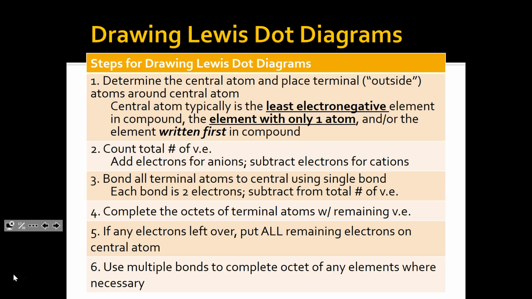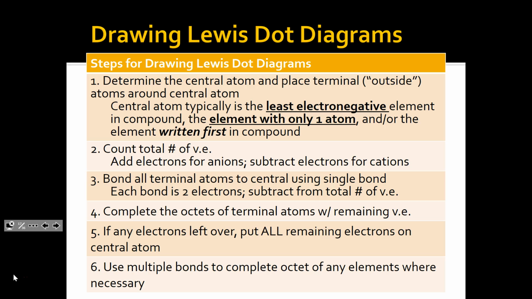Once you've figured out what your central atom is and you've placed the terminal atoms around it, step 2 has you counting up your total number of valence electrons in the compound. Be sure to add electrons or subtract electrons depending on if you're looking at a cation or an anion, and we'll look at examples of that. Then you're going to bond all of your outside or terminal atoms to the central using a single bond. You know there has to be at least a single bond. There may be double or triple bonds, but we'll get to that later. Remember that each bond stands for 2 shared electrons, and so you're going to subtract this number from the number that you found in step 2.